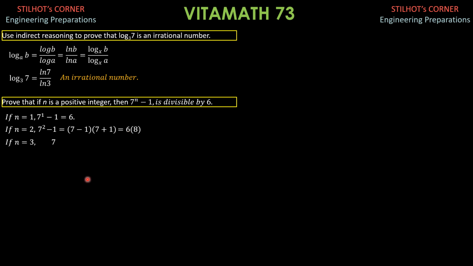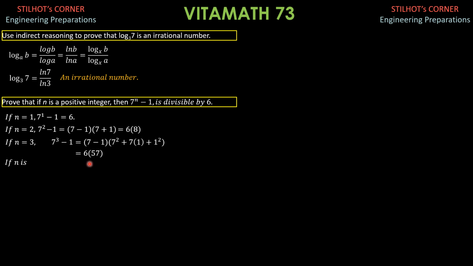If n is 3, then we have 7 cubed minus 1 is 7 minus 1 times 7 squared plus 7 times 1 plus 1 squared. Remember factoring the difference of two cubes. It is the cube root of the first minus the cube root of the second, then the square of the first term, square of 7, plus their product, then plus the square of negative 1, which is 1 squared. So this is 6 times 49, 56, 57. 6 times 57. So 6 is a factor. That's why if n is 3, 7 to the n minus 1 is indeed divisible by 6.